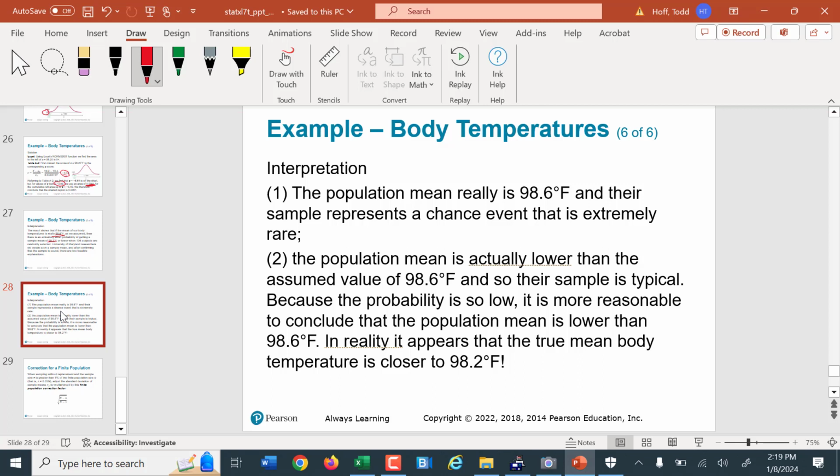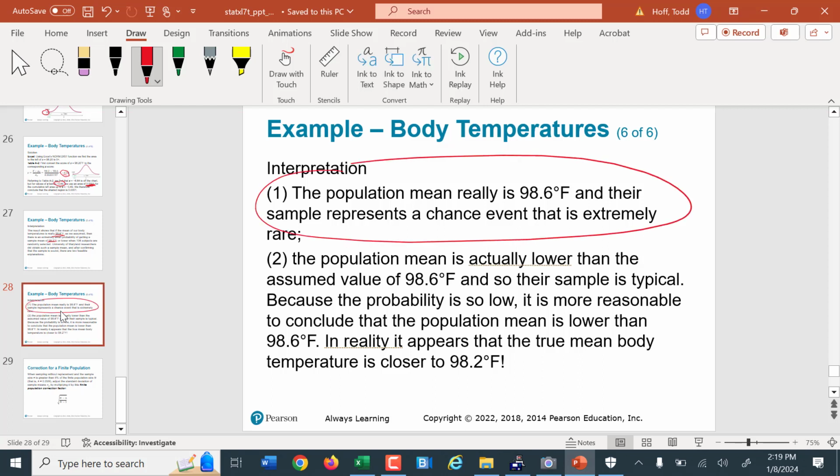So either we conclude that we got a very, very rare sample, that's this possibility, or that the actual mean body temperature is not 98.6. And that's what we conclude. It's actually probably closer to the 98.2.